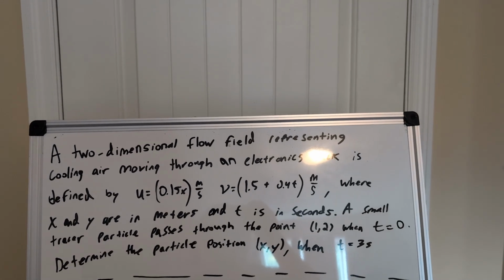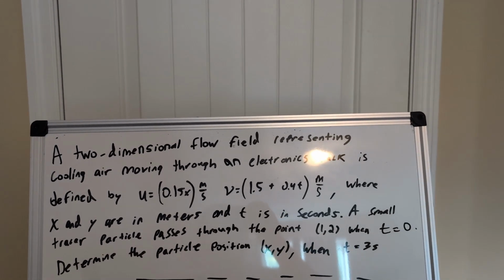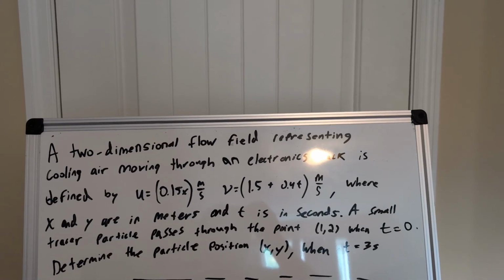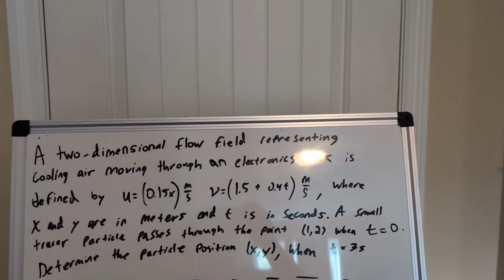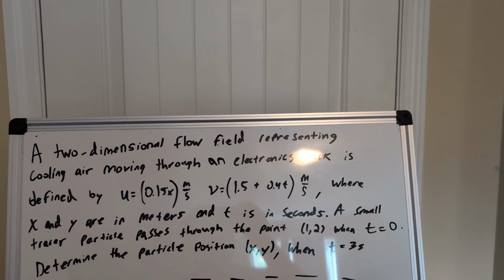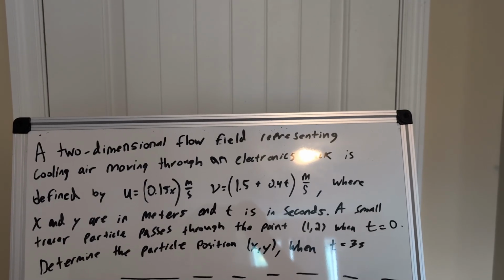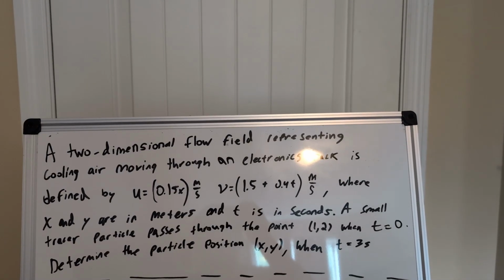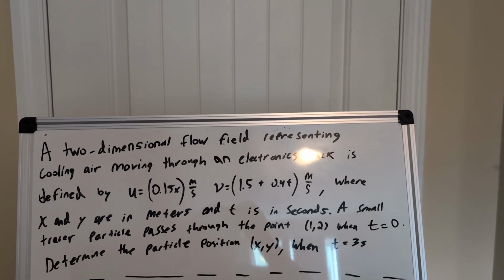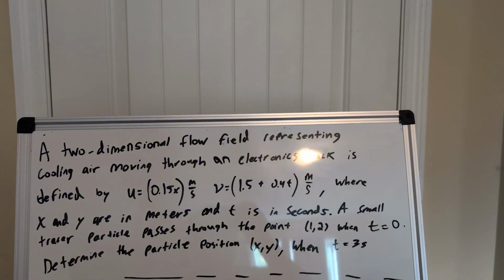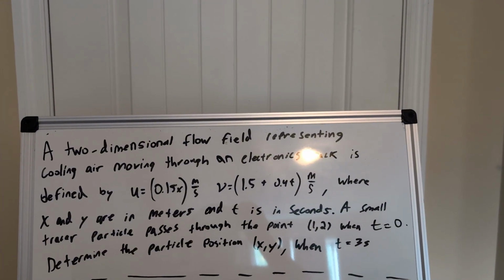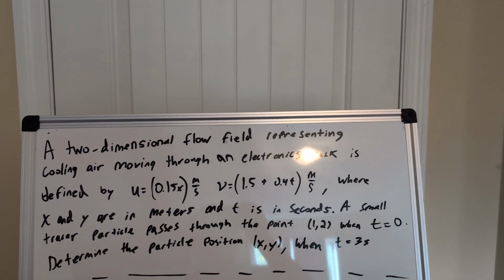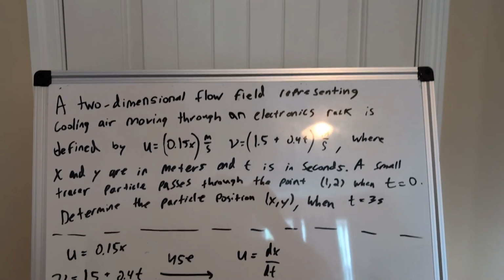Hey guys, today I'll be walking through the solution of the following fluid kinematics problem. A two-dimensional flow field representing cooling air moving through an electronics rack is defined by u equals 0.15x in meters per second and v equals 1.5 plus 0.4t, also in meters per second, where x and y are in meters and t is in seconds. A small tracer particle passes through the point (1, 2) when t equals 0. Determine the particle position (x, y) when t equals 3 seconds.